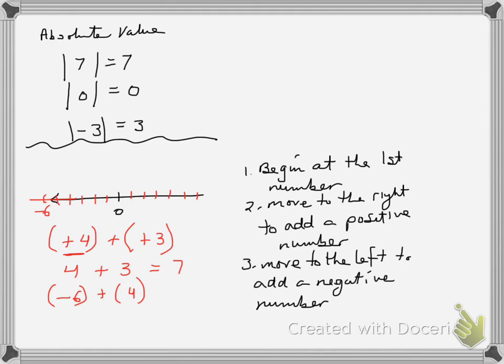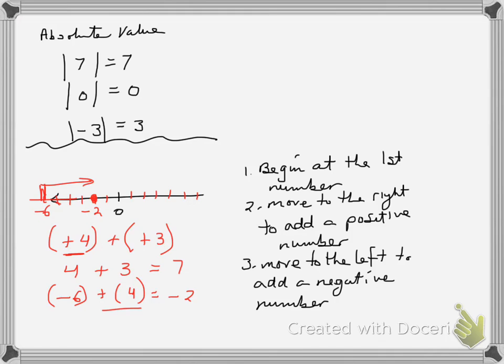And then I would go in the positive direction, move to the right to add a positive. So I'm adding a positive, so I'd move to the right from that position. 1, 2, 3, 4. And I'll end up here, which is at -2. All I have to do to figure out where it is is count my ticks, okay? So -6 plus 4 is -2.